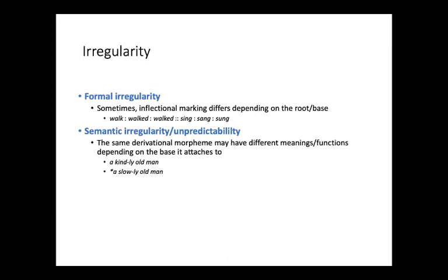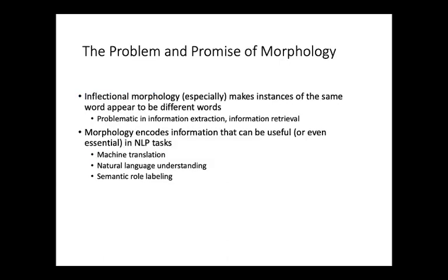It's also the case that there's semantic unpredictability, particularly with derivation. So you have this -ly suffix, but it means different things depending on what you attach it to. So you could say a kindly old man, but you can't say a slowly old man, even though kindly and slowly are both perfectly good words. So this is semantic unpredictability. So morphology can be kind of annoying because it can make words that are the same seem different.